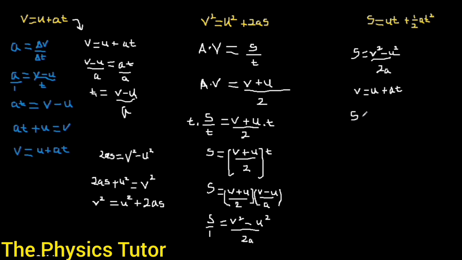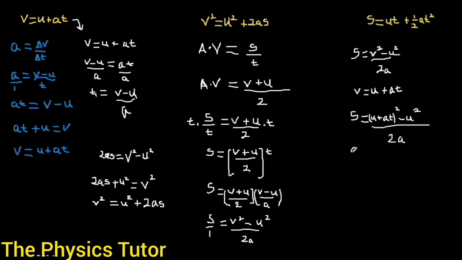S is equals to, we said v is equals to u plus at, so we substitute that in the place of v, but v is squared here, so this whole bracket squared minus u square, divided by 2a. So let's open this bracket.